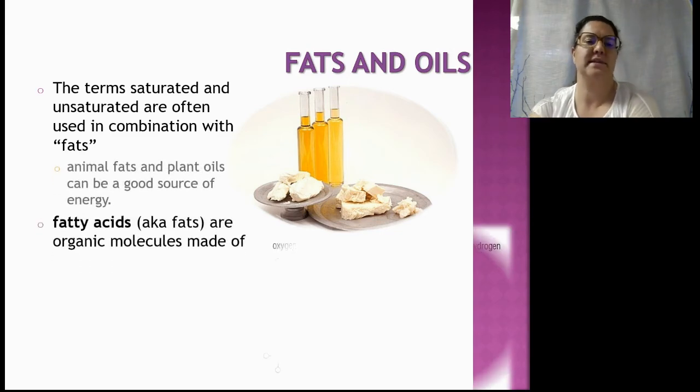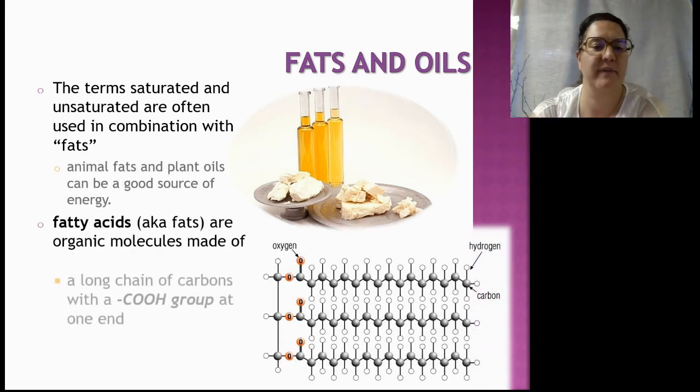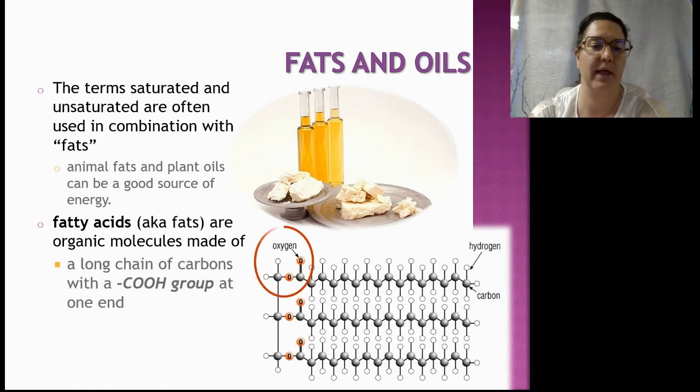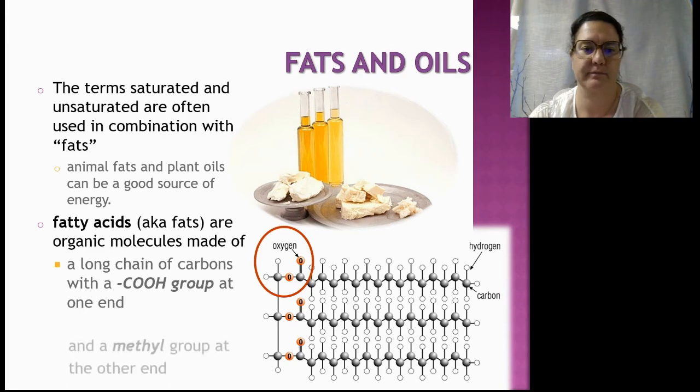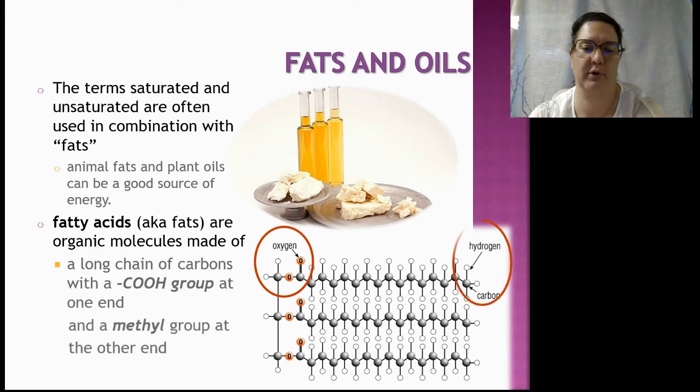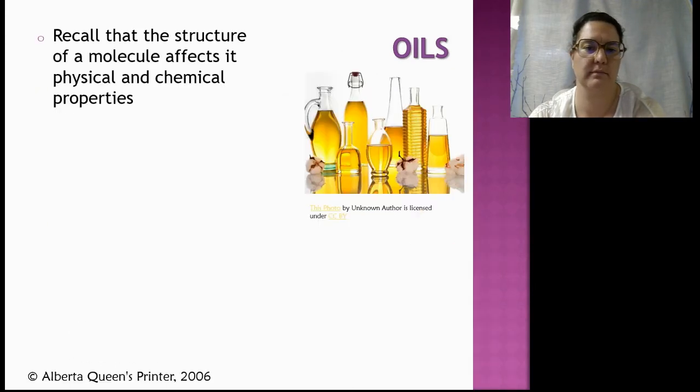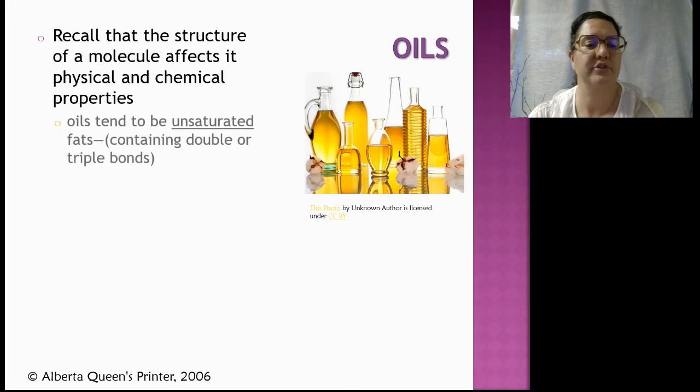Often, we use the terms saturated and unsaturated in combination with fats. Animal fats and plant oils are a good source of energy and calories, and an essential nutrient. Fatty acids are organic molecules made up of a long chain of carbons with a COOH group at the end. The other end has a methyl group. The structure of a molecule affects its physical and chemical properties.